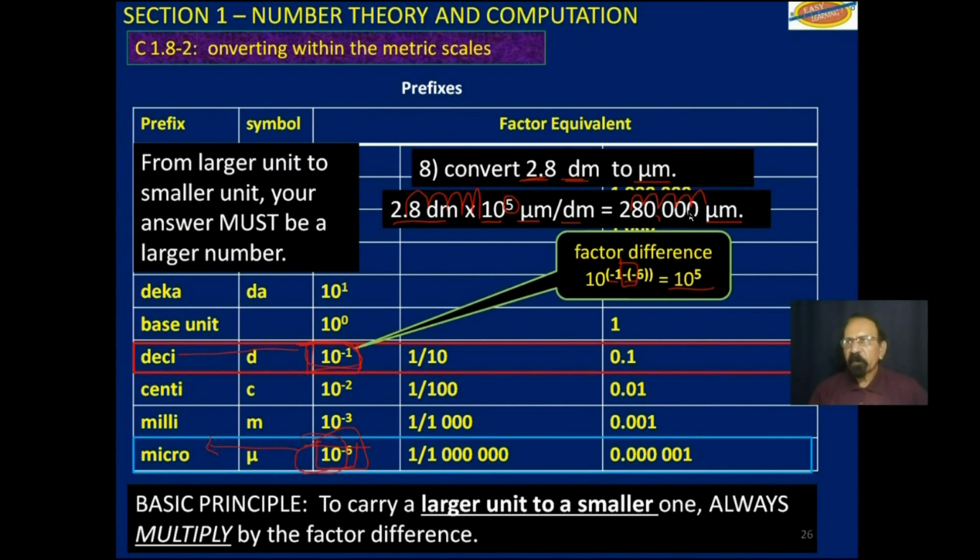Remember, we said you're going from a larger unit to a smaller unit. Your answer must always be a larger number than what you began with. We began with 2.8 and we ended up with 280,000.